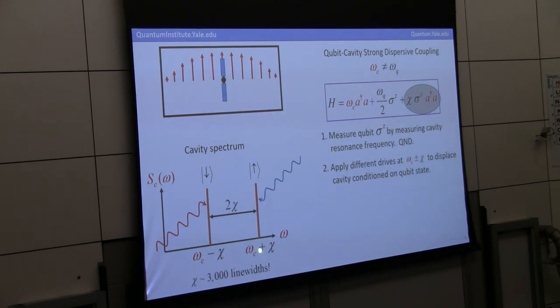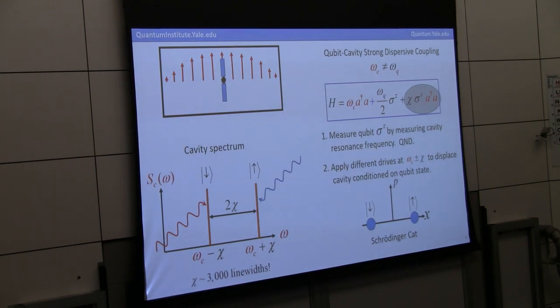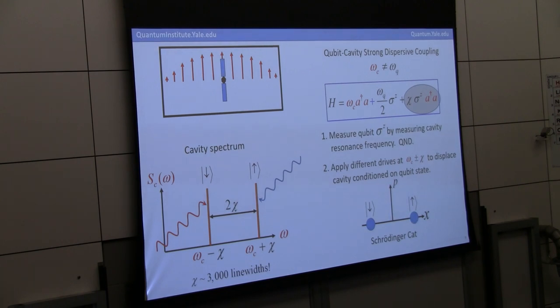I can also apply one drive at this frequency and one drive at this frequency, and maybe have them have different amplitudes or phases, and displace. So if I'm on resonance, I will displace the cavity in phase space in some direction. And possibly the other tone has a different phase, so I'm going to displace the cavity in another direction. And now the state of the cavity is entangled with the state of the qubit. If the spin is down, I might be over here, and if the spin is up, I might be over there. So that's a Schrodinger cat. The cat is dead, and the air is full of poisonous negative amplitude electric field, and the cat is alive, and it only has positive reinforcing electric field and amplitude, which is very good.